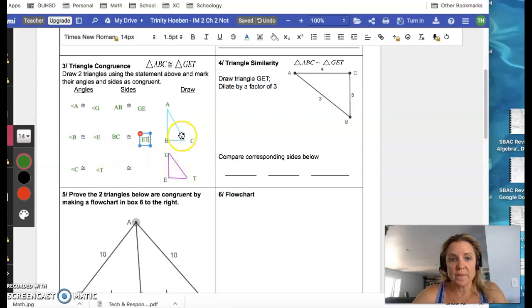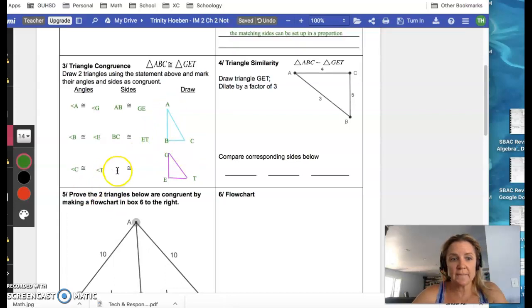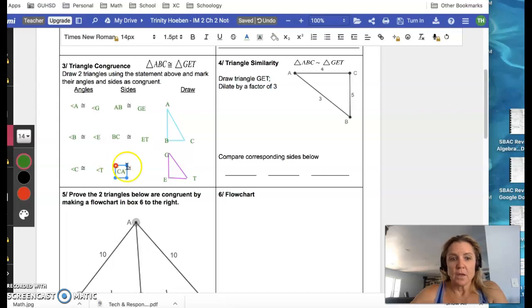And then the one that's left is C to A. So we're going to say side CA is congruent to side TG. And we have matched up all the corresponding angles, 3 pairs, and all the corresponding sides, three pairs. Okay? Question number 4 says triangle similarity.